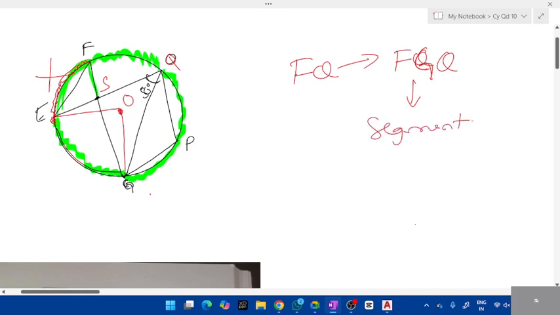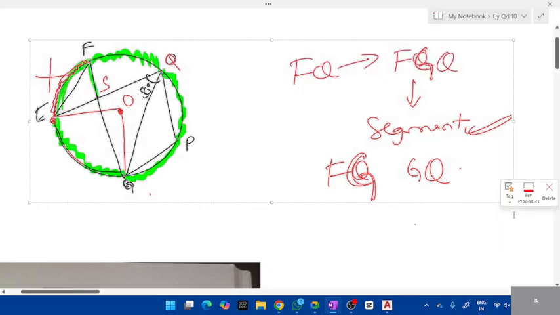Segment. So F and G is a chord. G and Q is a chord. Two chords. There is no base. There is no third side of a triangle. Therefore, you consider it as a segment. Don't call it a triangle, students. It is a segment, and it is not touching the center. Okay, it's not touching. This is how you figure out the difference between triangle, segment, and sector.